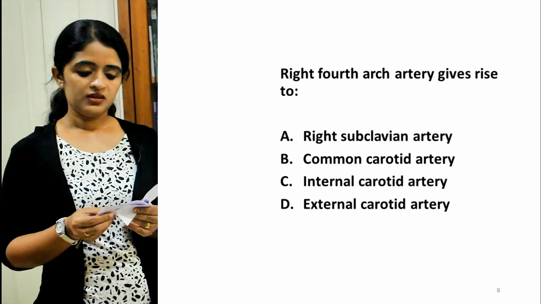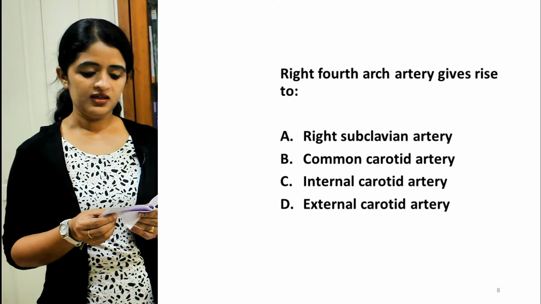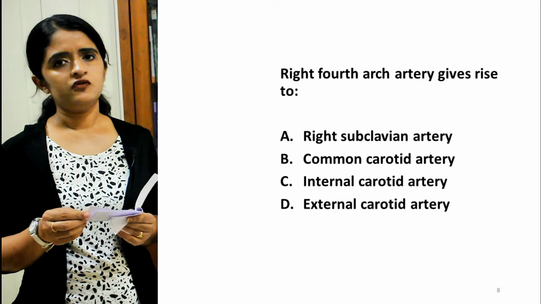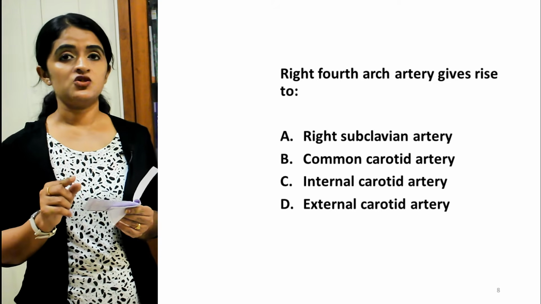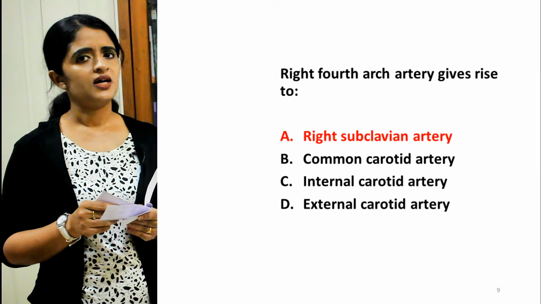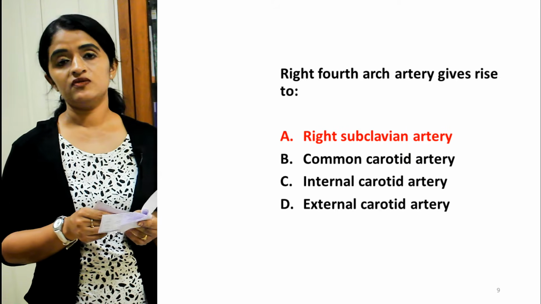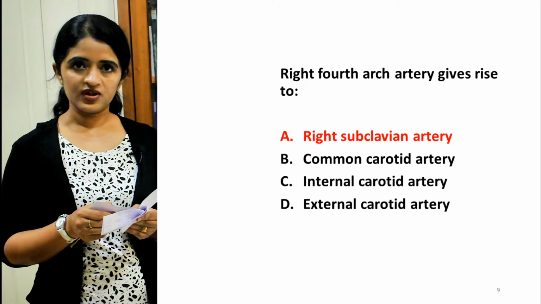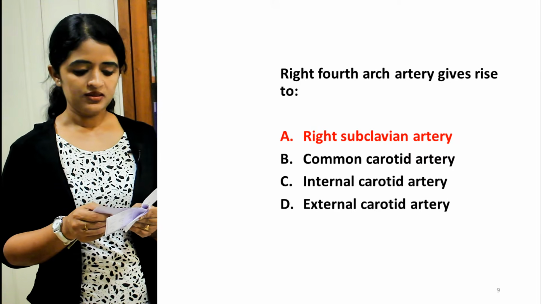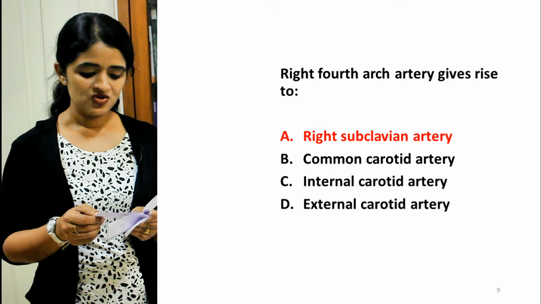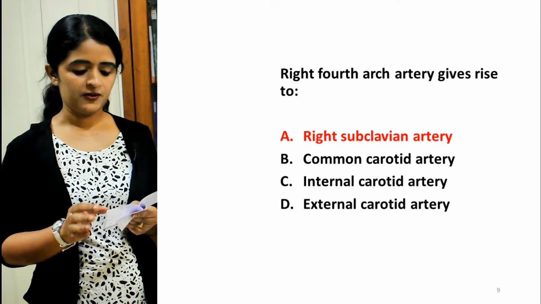Now the next question is: right fourth arch artery gives rise to. Again we have mentioned it several times. Right fourth arch artery, on the right side, gives rise to the right subclavian artery, whereas on the left side it gives rise to the arch of aorta. So they are asking about the right fourth, so it is the right subclavian artery. Anyway, the arch of aorta is not here, so there is no more confusion.